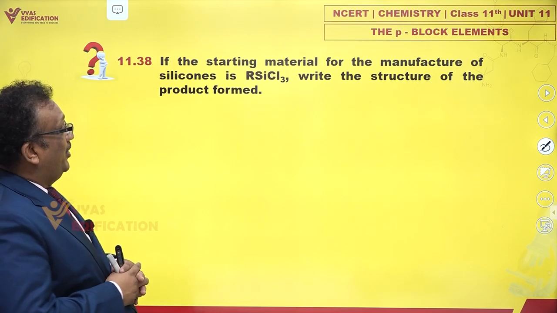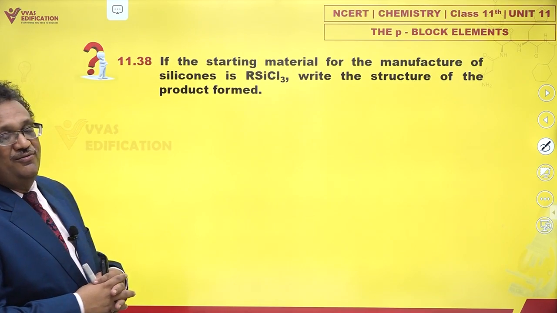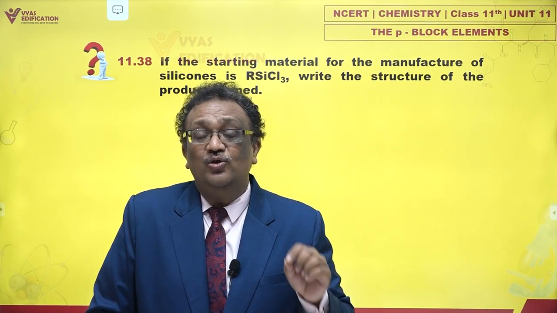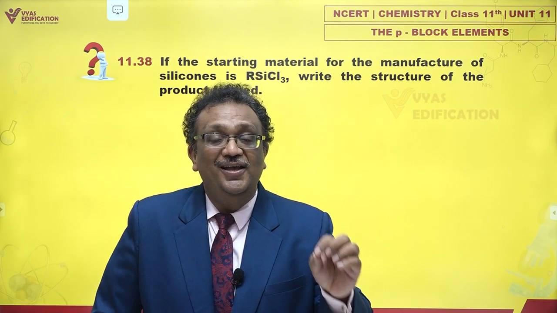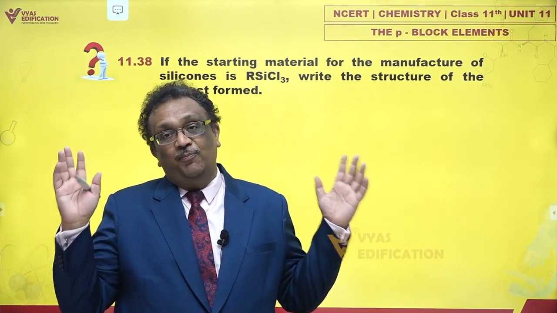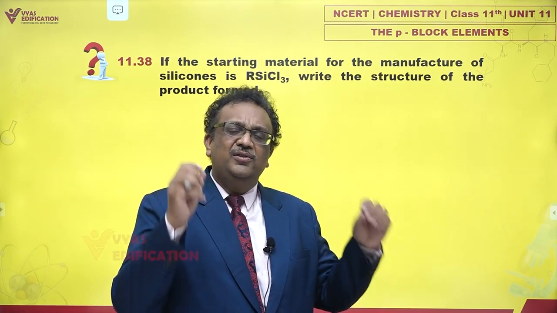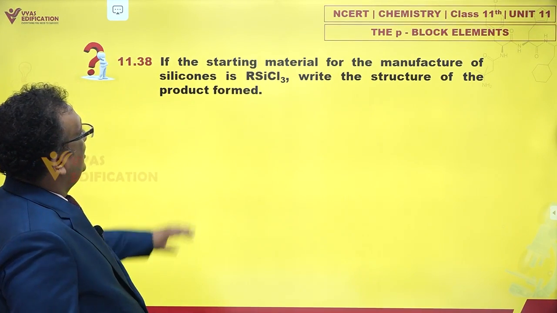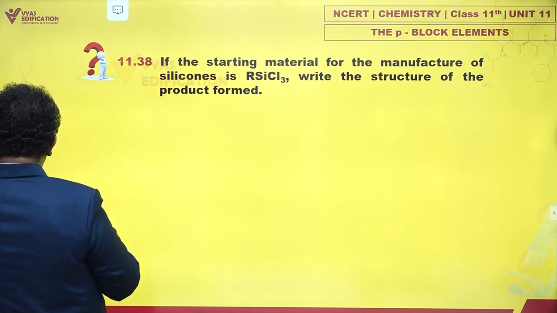If the starting material for manufacture of silicones is RSiCl3, write the structure of the product formed. What exactly are silicones? Silicones are organosilicon polymers which contain repeated Si-O-Si linkages. The keyword is organosilicon polymers, and they contain repeated Si-O-Si linkages, and they have very extraordinary properties. Properties are not asked. Let's concentrate on manufacture of silicones. We are starting with RSiCl3. Fine. What happens?